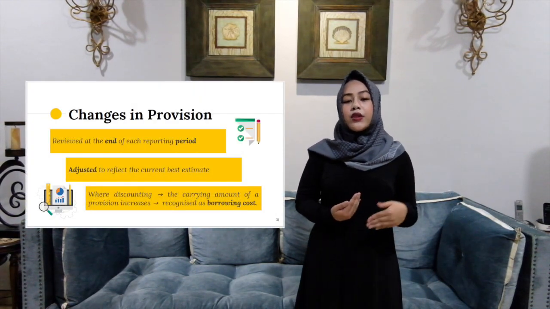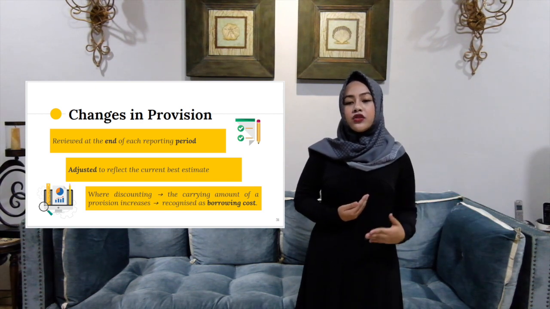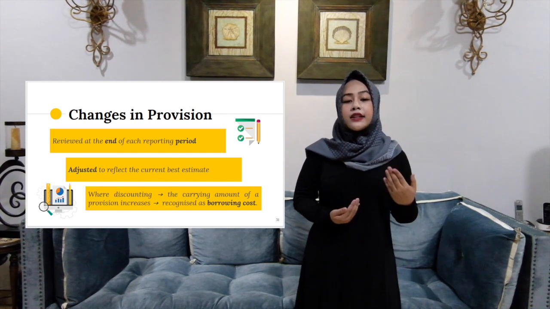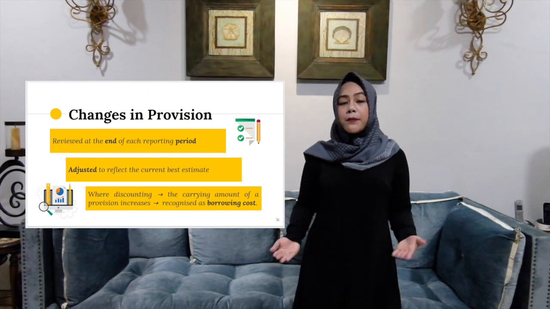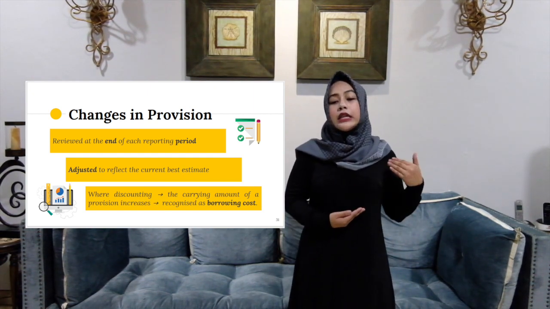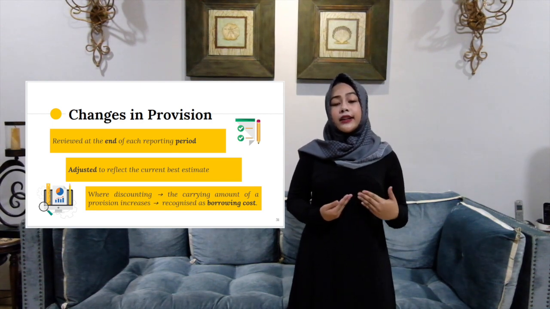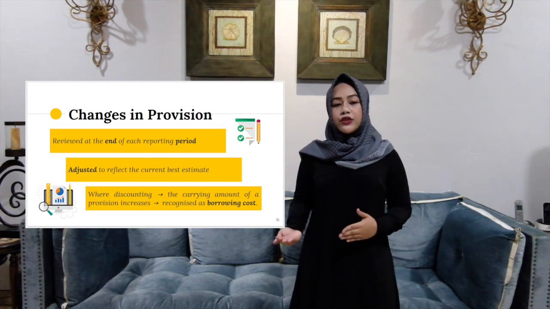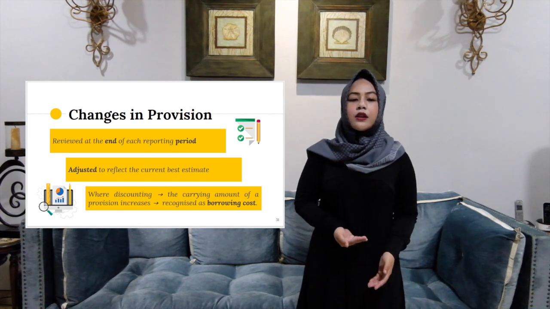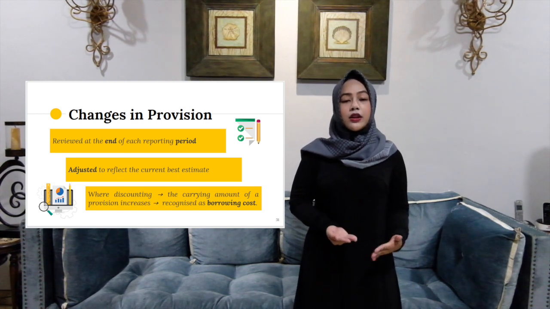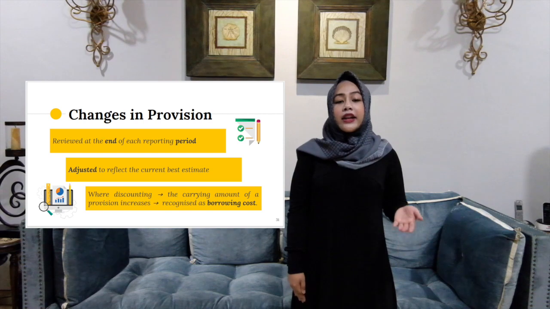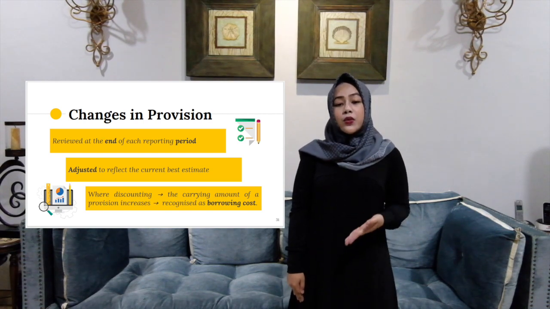Provisions shall be reviewed at the end of each reporting period and adjusted to reflect the current best estimate. If an outflow of resources to settle the obligation is no longer likely to occur, then the provision shall be reversed. Where discounting is used, the carrying amount of a provision increases in each period, and the increase is recognized as borrowing cost. The last one I'm going to explain is about the use of a provision.